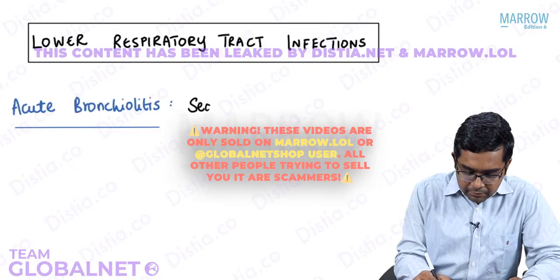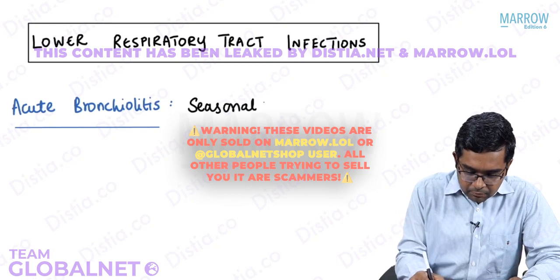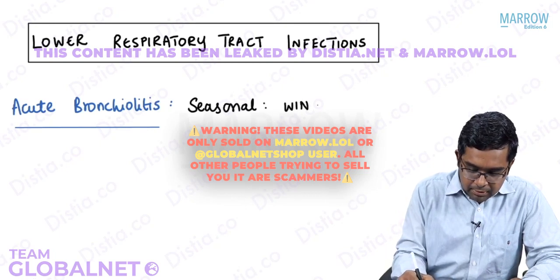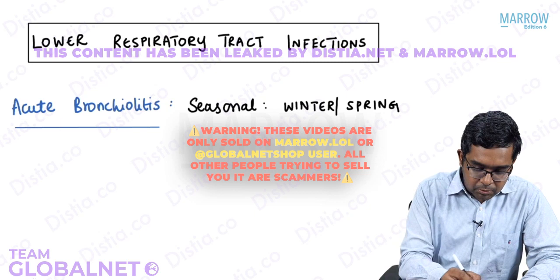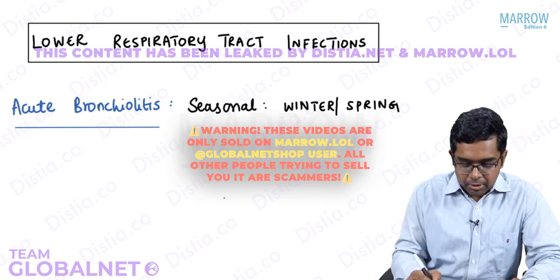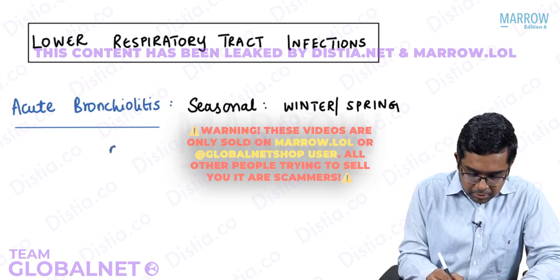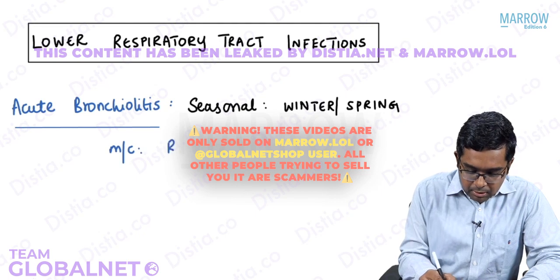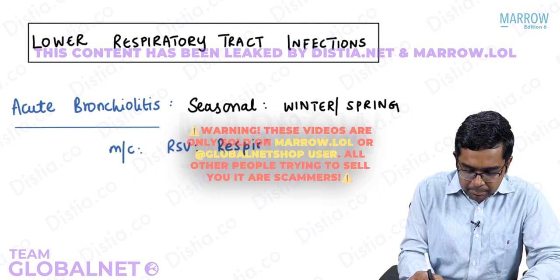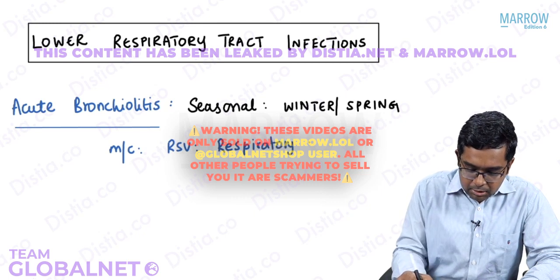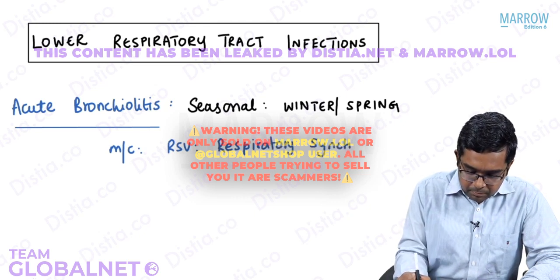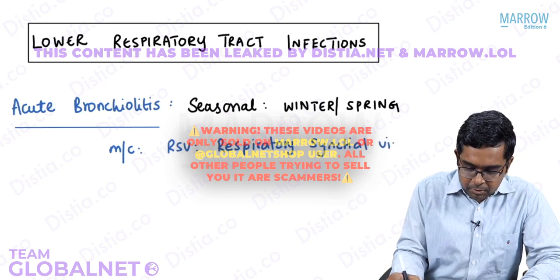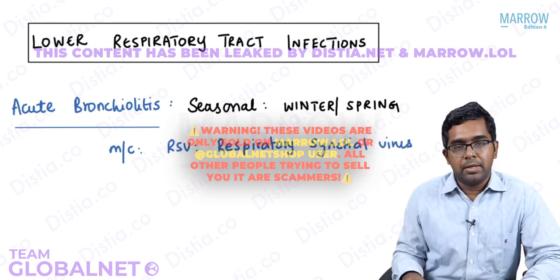It is a seasonal infection which occurs usually in the winter seasons or in the spring. And this is usually a virus-associated infection, and the most common etiology is RSV. RSV is respiratory syncytial virus, which is the most common cause of acute bronchiolitis.